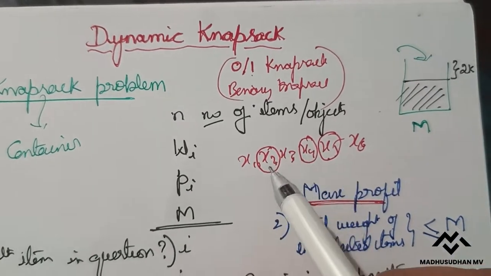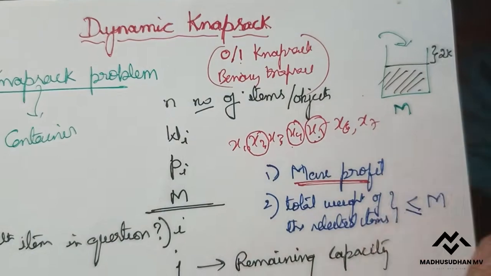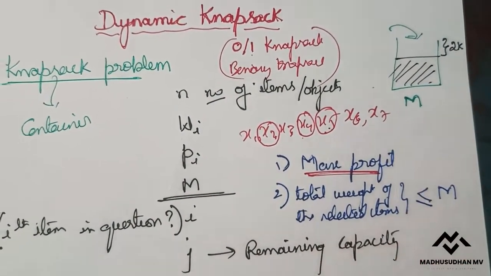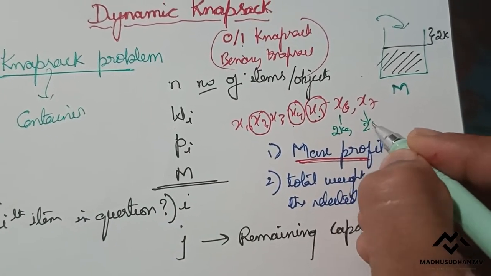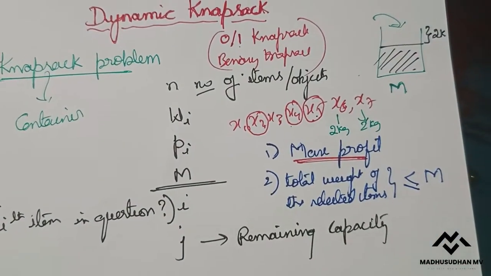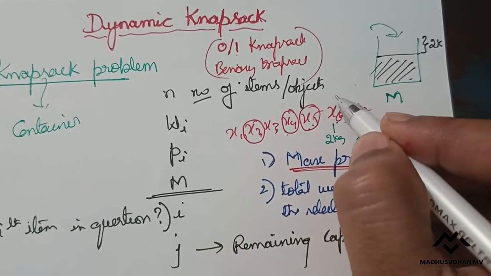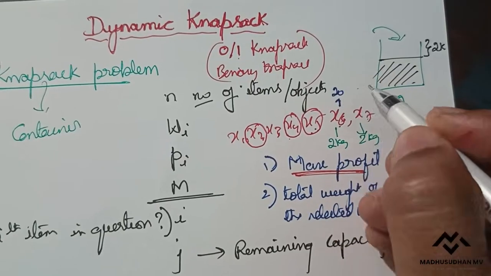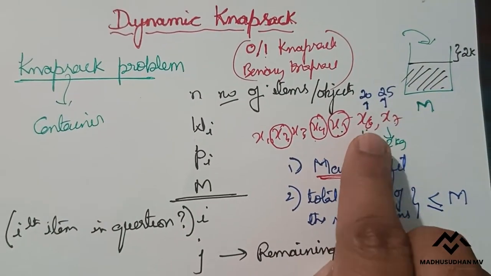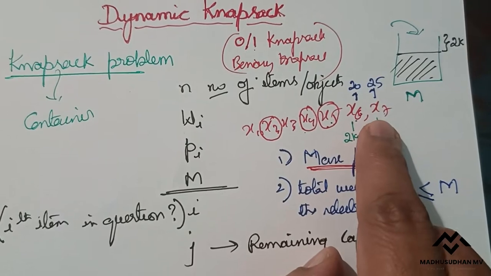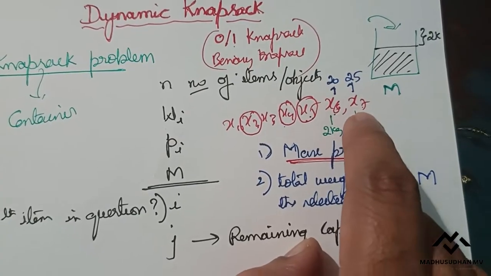Now assume I already selected x2, x4, x5, and there are two more items left out, x6 and x7. Assume the weight of x6 is 2 kg and the weight of x7 is also 2 kg. The profit of the sixth item is 20 rupees and the profit of the seventh item is 25 rupees. Both weights are the same.